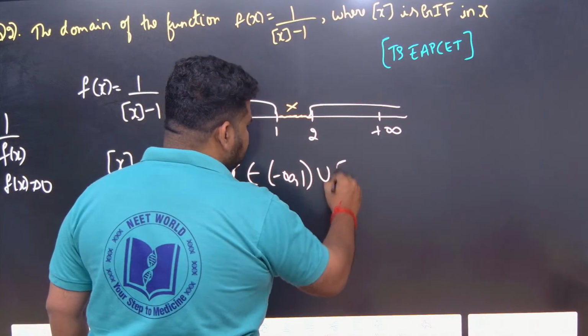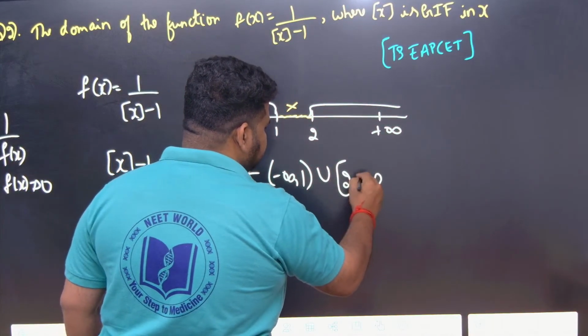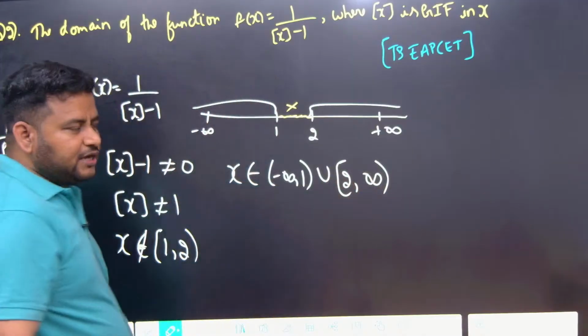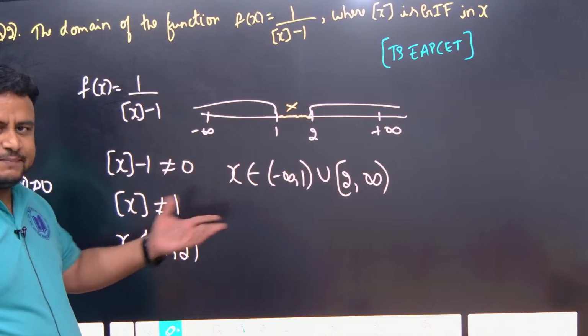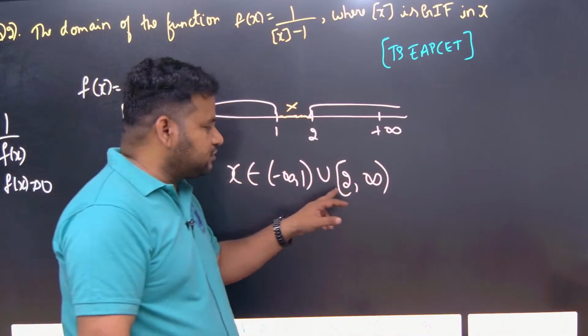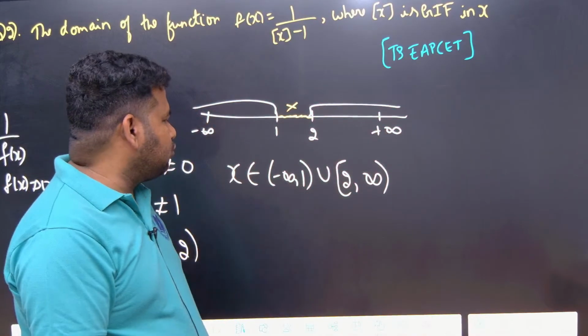Union, I will write the closed interval 2 comma infinity. Why closed interval 2? Because x should not be 1, but x can be 2. So that's why I am writing the closed interval 2 comma infinity.